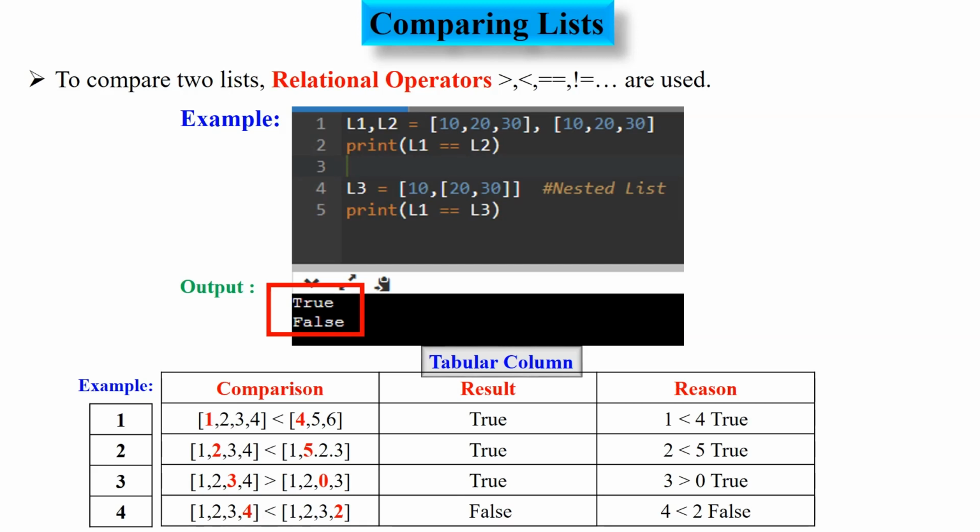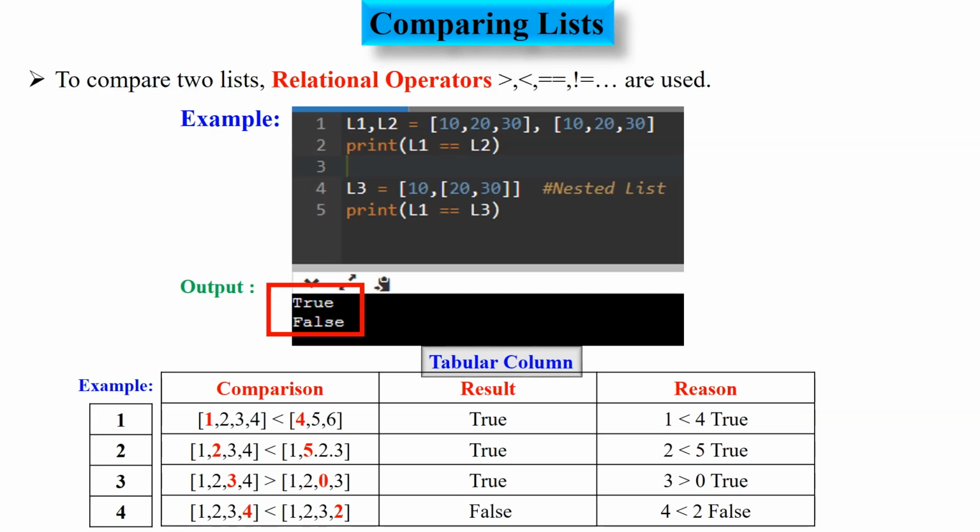Let's see an example. In line 1, two lists L1 and L2 are given with values 10, 20, 30. In the second line, list L1 is compared with list L2. Both are equal and hence displayed true. But see the next example, list L3, which is a nested list. Here when L1 is compared to list L3, it's not equal and returns false. The second statement evaluates to false because L3 is a nested list and L1 is a simple list. Thus, on comparison, it generates false because both lists are different.